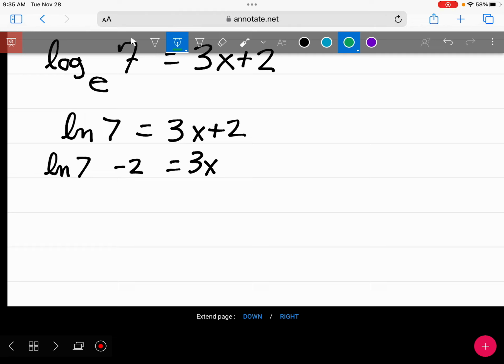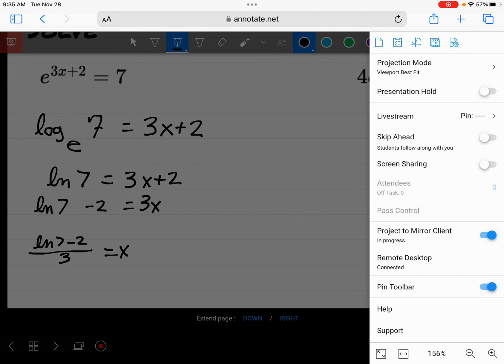Divide by 3. Yes, I couldn't hear you over the chatter. Thanks. So we have our natural log of 7 minus 2, all divided by 3, equals x. And if we were not allowed to use calculators, that would be our answer. That is the exact answer.